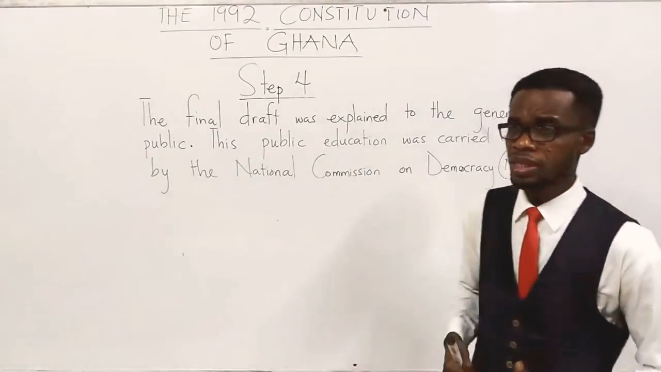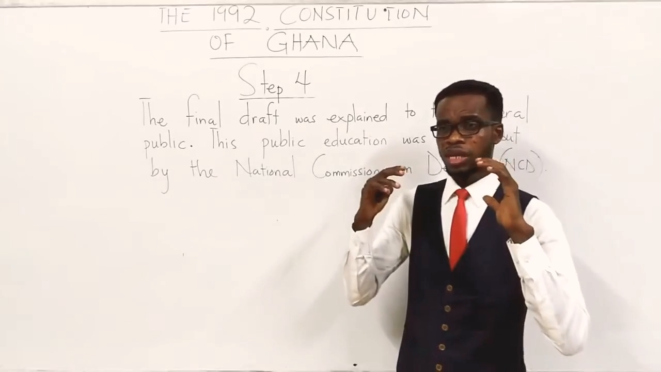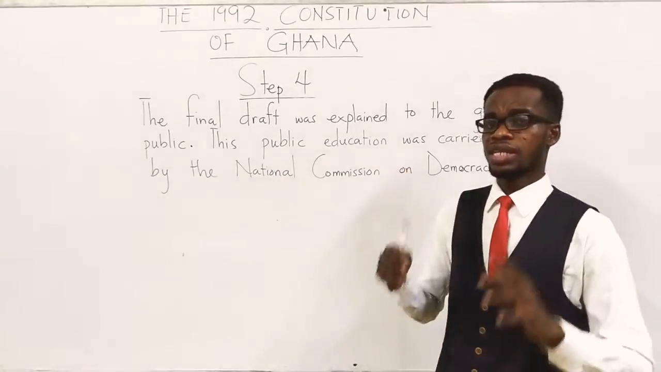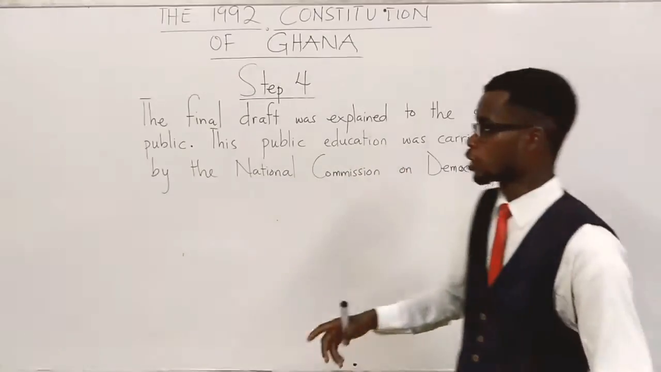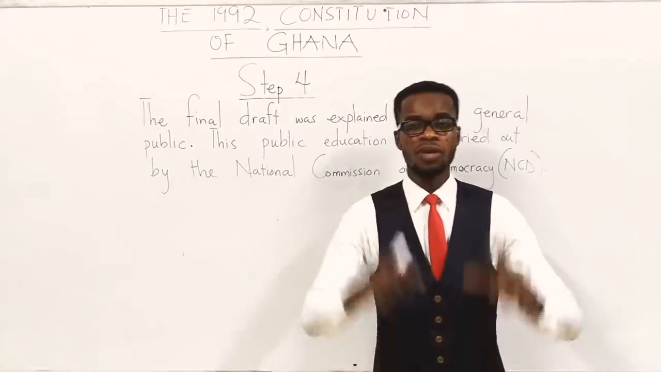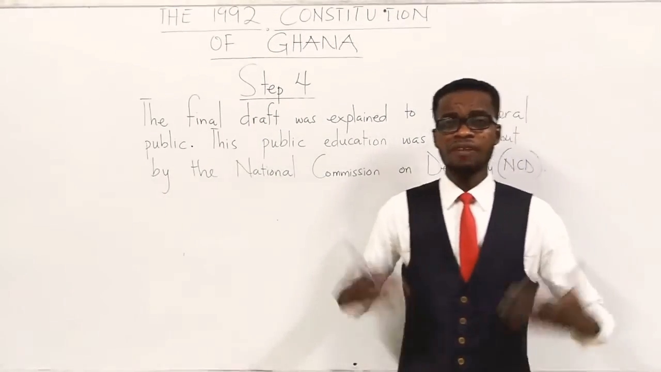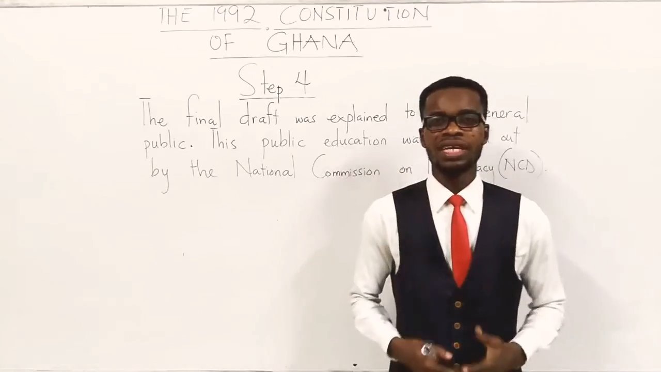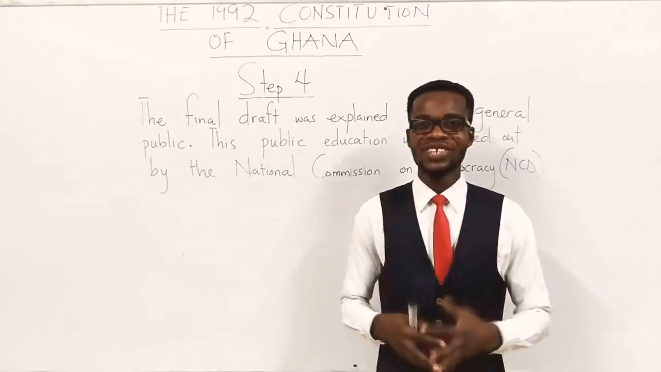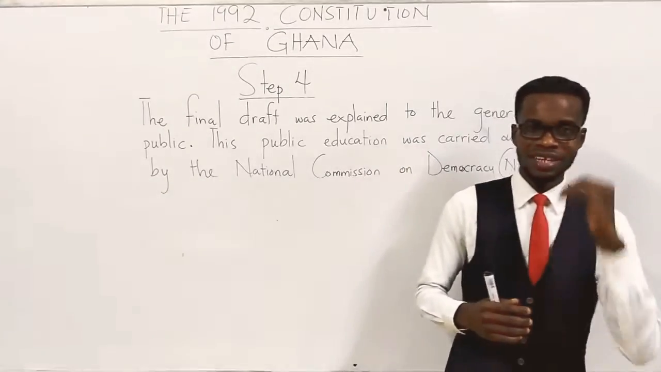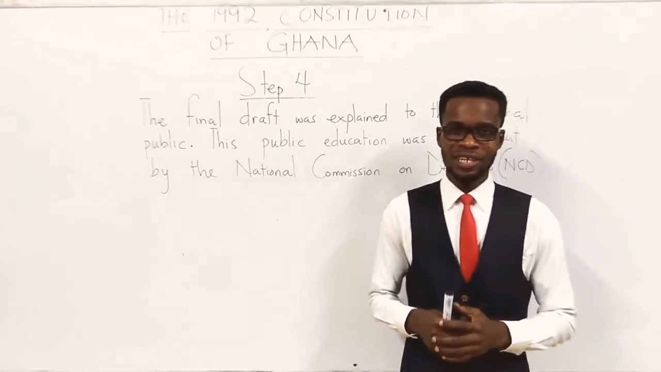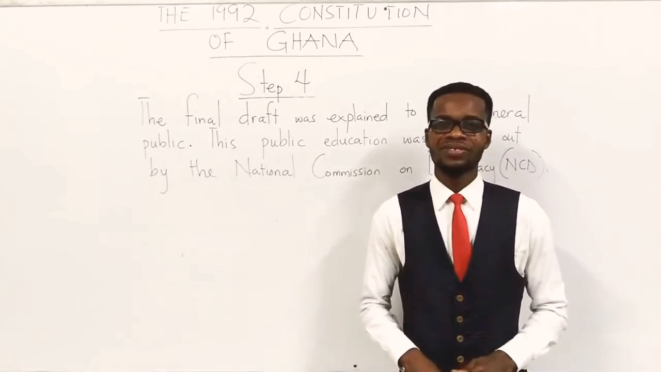So that was what happened, and all this took place in 1992. Okay, so that is step number 4. Let's go to step 5 and see, after the public education, what next. I hope you are enjoying the whole step and gradual stages. Okay, all right, let's go.